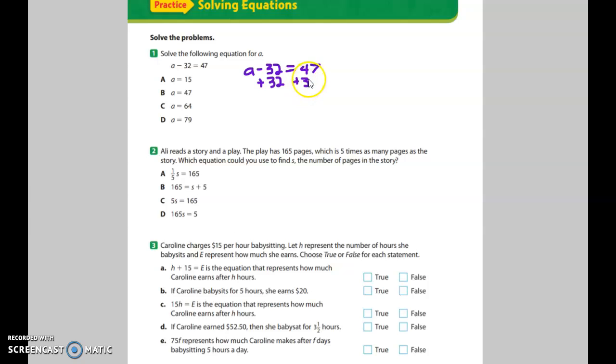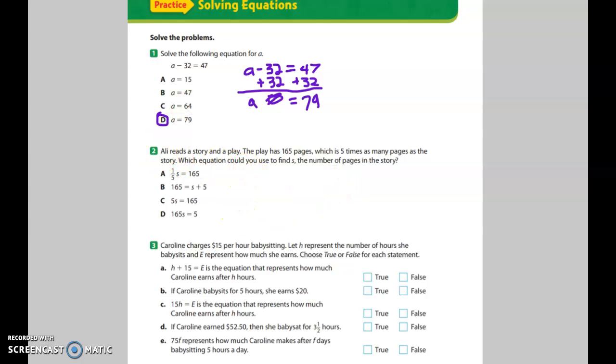This should all sound very familiar at this point, since we've been looking at this for about a week and a half now. So if I owe someone $32 and I give them $32, I don't owe them any more money. So this is 0, and A is now by itself. So A equals, what's 7 plus 2 is 9, and 4 plus 3 is 7. So A equals 79. So our solution is D.